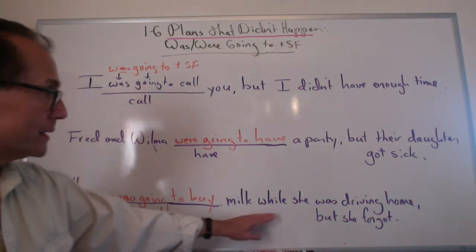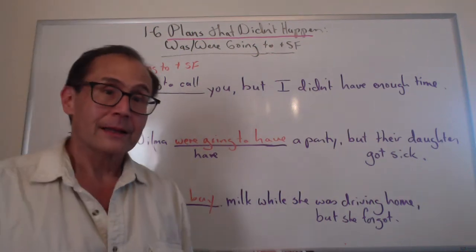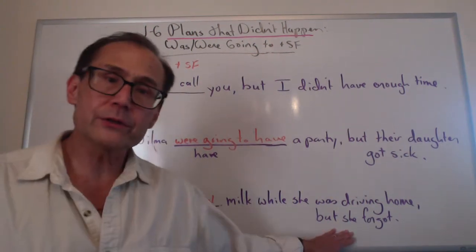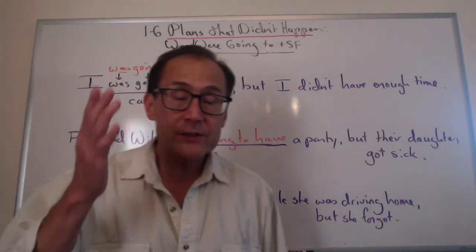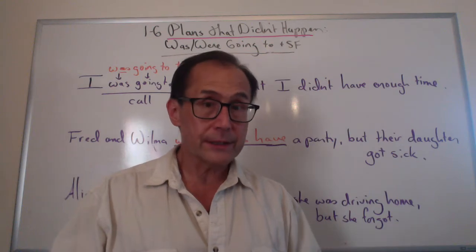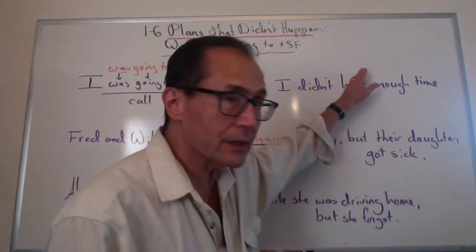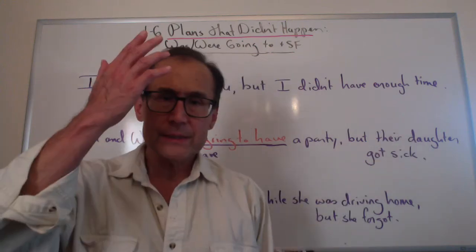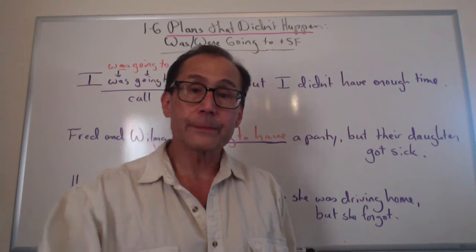Allison was going to buy milk while she was driving home, but she forgot. Okay? And again, this makes it very clear to an English speaker that this didn't happen. If the situation is already clear that it didn't happen, sometimes we will leave this off. Let me see. I'll give an example.